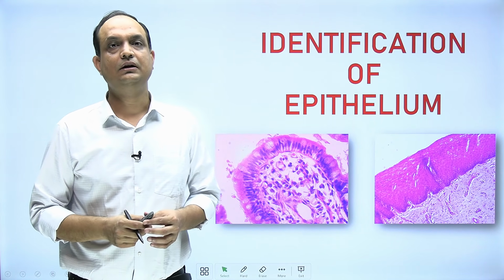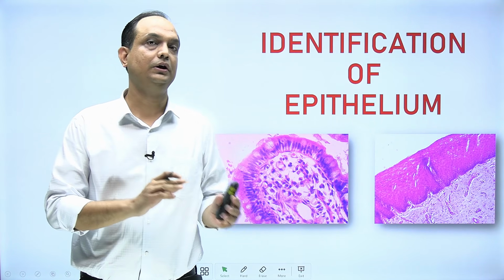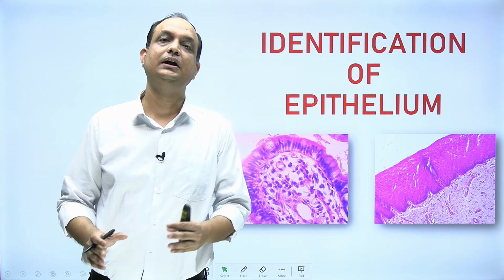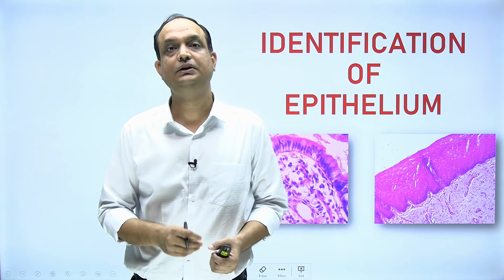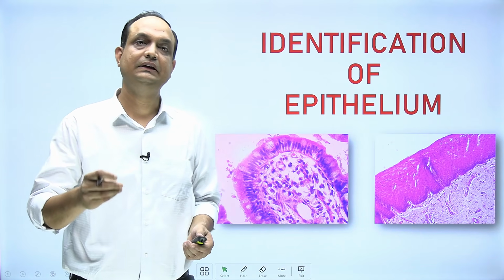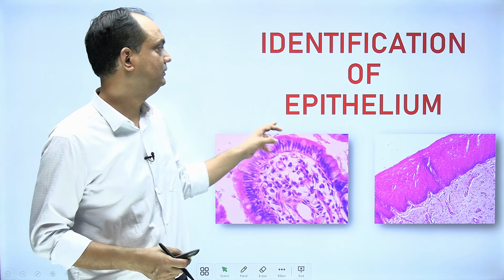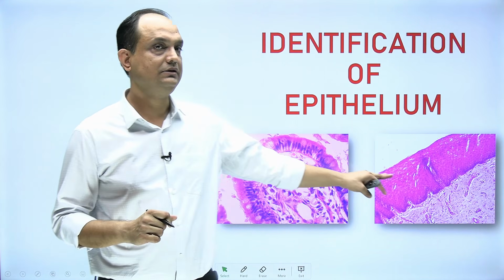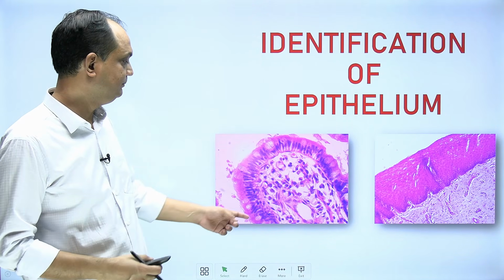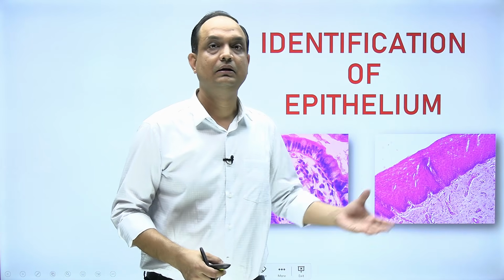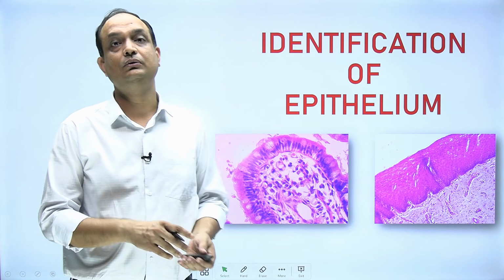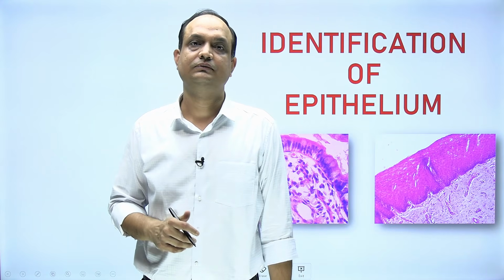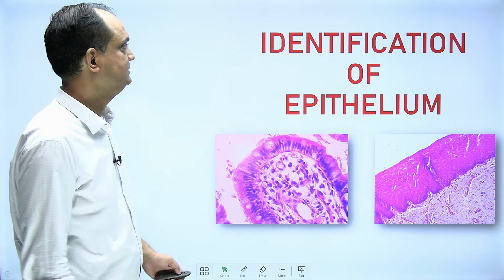In today's lecture, I will tell you very briefly about the theory part of the epithelium, and the major portion of the lecture is related to the identification of different histology slides. Basically, today we will discuss only the identification of epithelium. Here in these two images you can see examples of epithelium, and in this session we will try to identify how to differentiate the different types of epithelium. So let's start today's session.